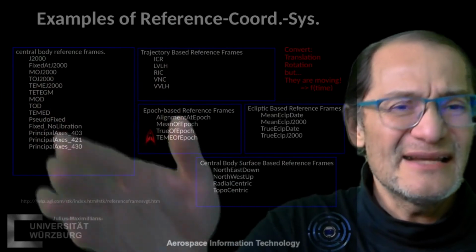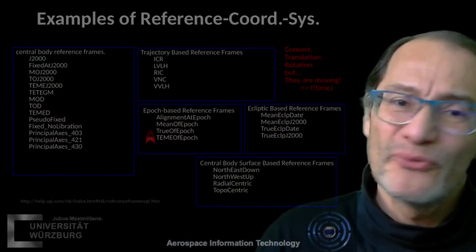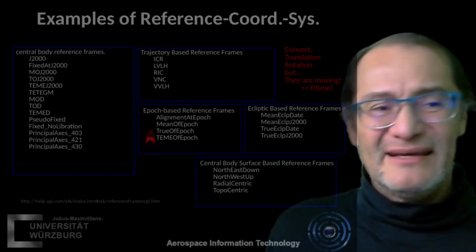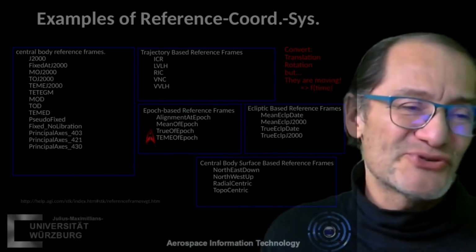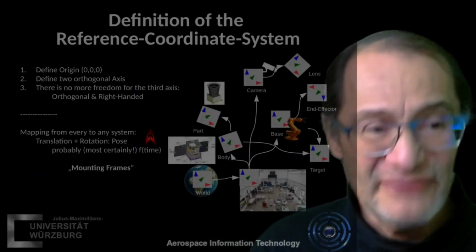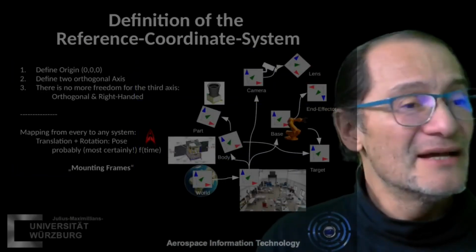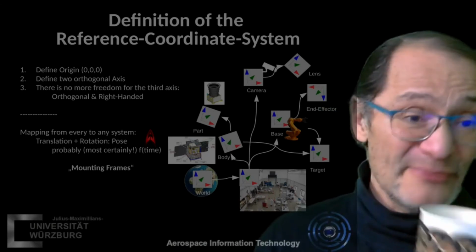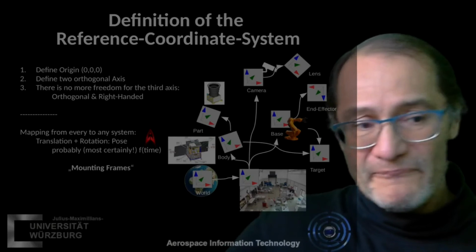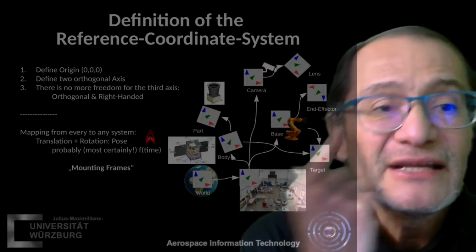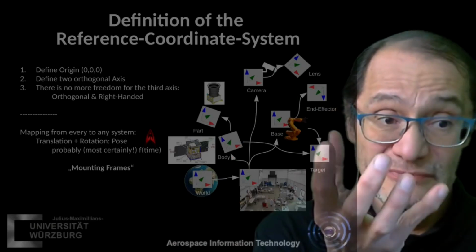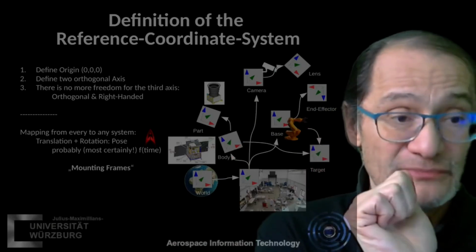There are really many. We are going to see maybe only 3 from each group, and it's a note. And from these 3, you shall know how to convert from one to any other. It doesn't matter how the coordinate systems are defined. And now we have something: mounting frames, or transformation of coordinate systems. For the transformation of coordinate systems, you shall know 2 things, the rotation and the translation.